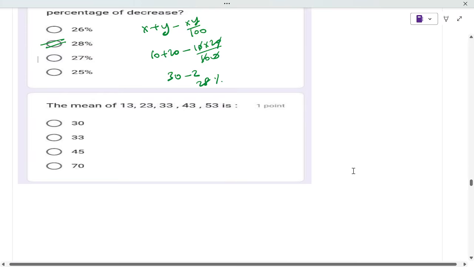Mean is what? Similar to average. Only the difference is what? 10, 10, 10, 10.